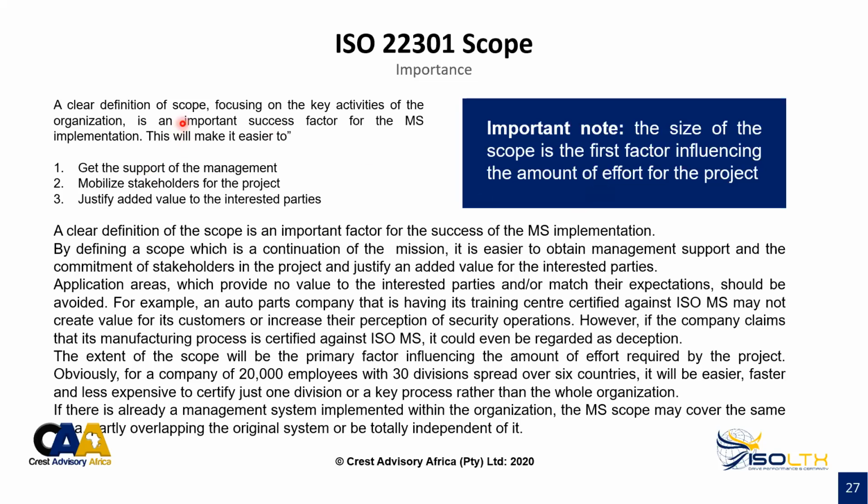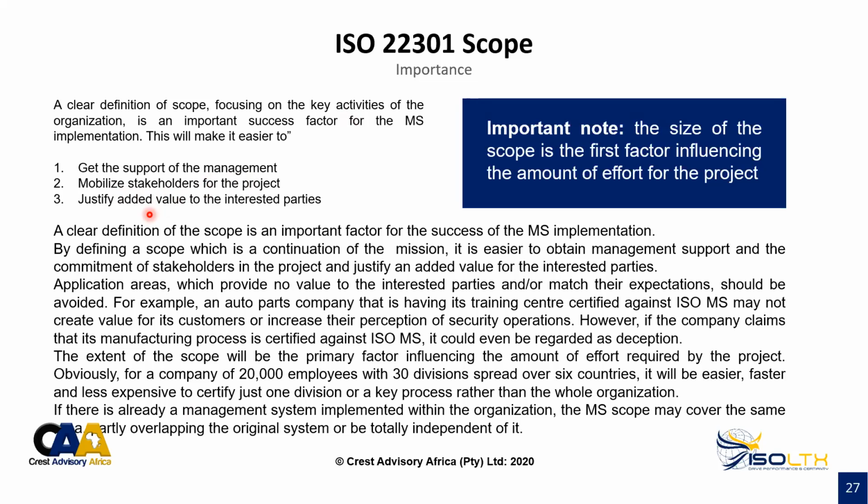So a clear definition of the scope, focusing on the key activities of the organization, the key activities, not anything else. You can have a big system that you want to have, but is everything material? Is everything critical? Is everything key? No. Some of them are just there to actually fulfill a function, but it is a symptom of the root cause. So your key activities of the organization is very important to get the support of the management, to mobilize your stakeholders for the project, and to justify added value to the interested parties.